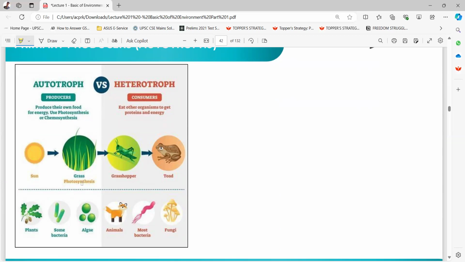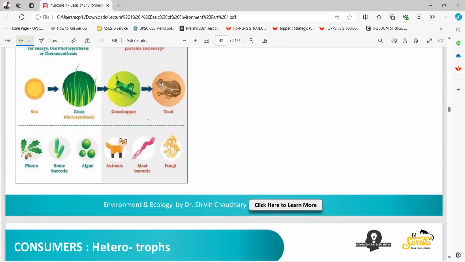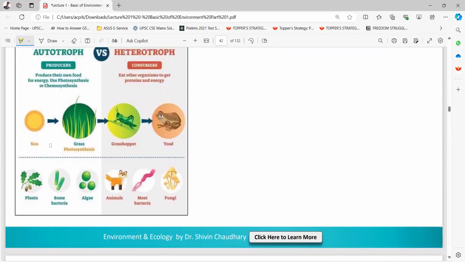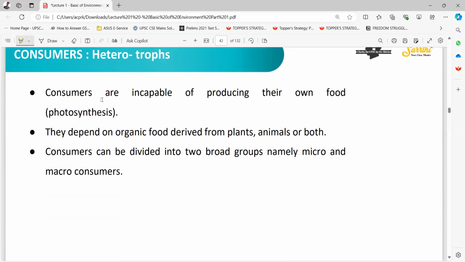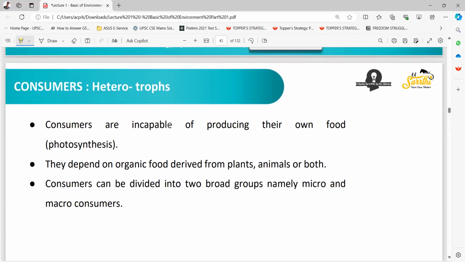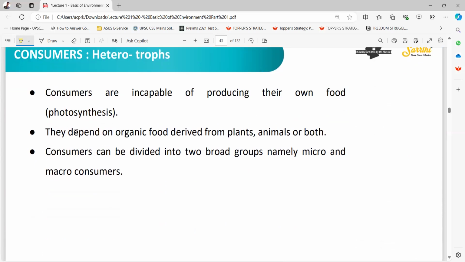Sun, grass, photosynthesis, grasshopper, toad. Heterotrophs, consumers, eat other organisms to get proteins and energy. Okay, autotrophs include plants, some bacteria, and algae. Heterotrophs include animals, most bacteria and fungi. Consumers, heterotrophs. Consumers are incapable of producing their own food through photosynthesis. They depend on organic food derived from plants, animals, or both.